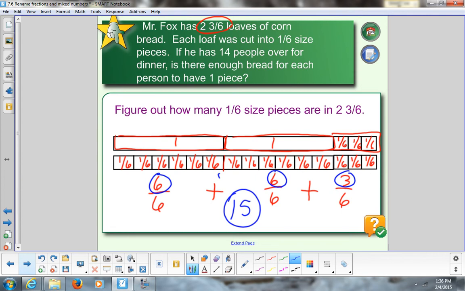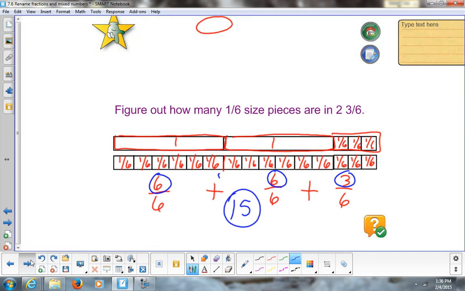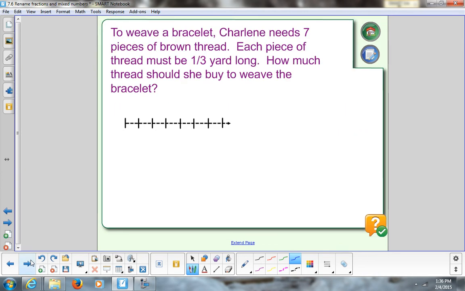Maricela, can you sit up, please? Thank you. All right, here's another problem and a different way to see it. To weave a bracelet, Charlene needs 7 pieces of brown thread. Each piece of thread must be 1/3 yard long. How much thread should she buy to weave the bracelet? Okay, so take a look at that for a second.